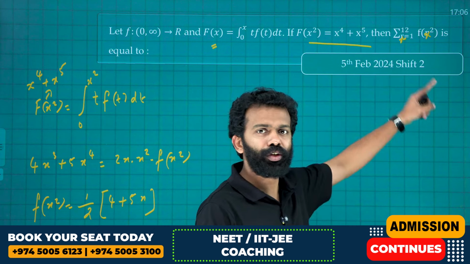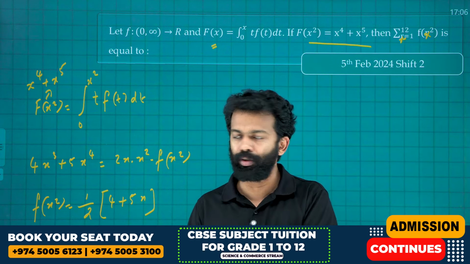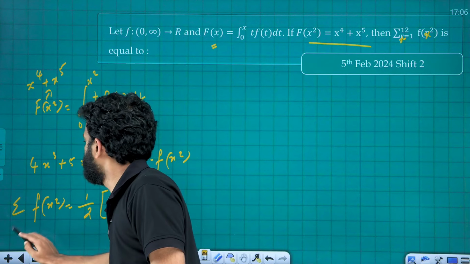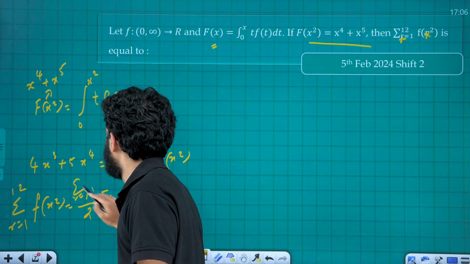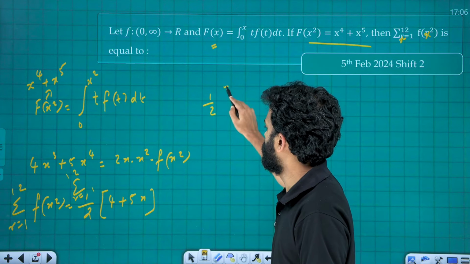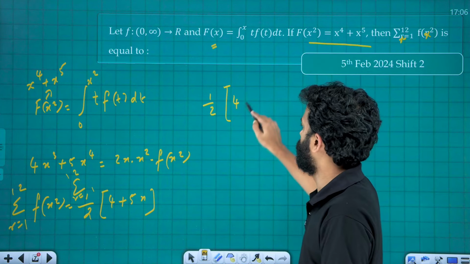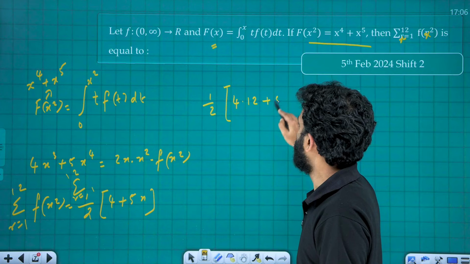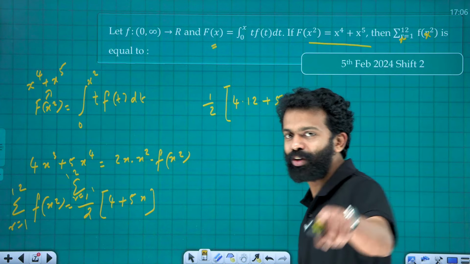Okay, the summation from r equals 1 to 12 of f of r squared will be same as the summation from x equals 1 to 12 of f of x squared. Therefore, we can apply the summation over here, r equals 1 to 12, and here as well, r equals 1 to 12. Therefore, it becomes 1 by 2, which is constant, so we can take it outside. That is the summation from r equals 1 to 12 of 4, which is just 4 into 12, plus 5 times the summation from x equals 1 to 12.